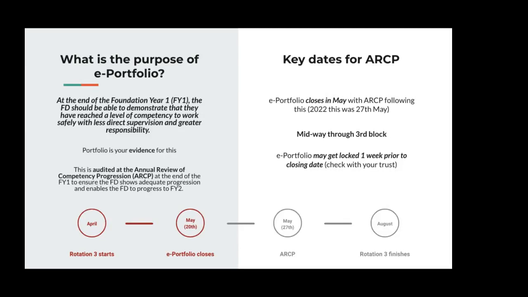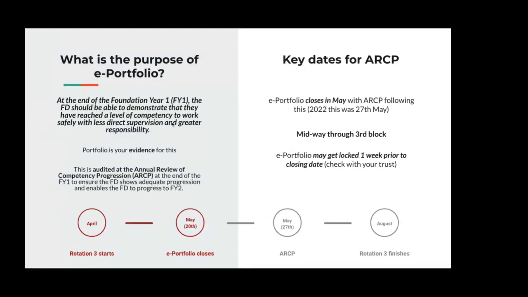The important thing really to remember is that it always closes midway through the third block. So you do your F1 first block, F1 second block, and then midway through your third block ARCP, the ePortfolio closes and then ARCP occurs shortly after that. So you need to make sure that you actually have everything in there realistically by the time you're coming to the end of your second block.